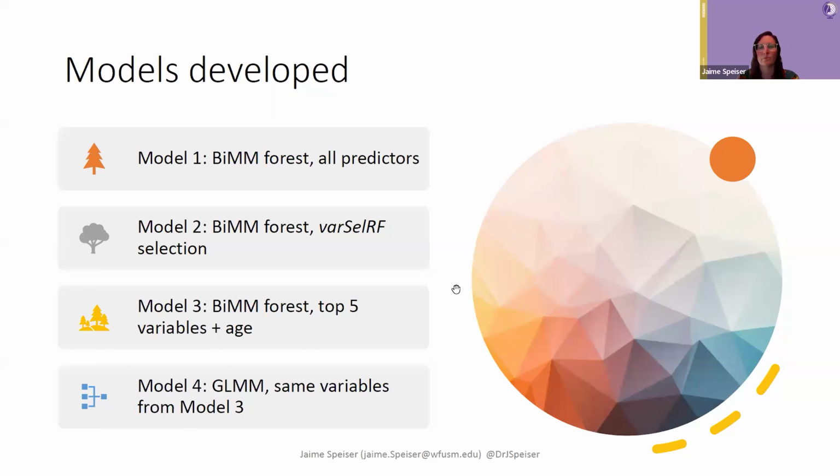All of the prediction models in the literature don't use this repeated measures data. So my goal was to develop some models, compare them, and find which methods would be best for predictions in this setting. We did 4 models. The first was a BIM forest with all the predictors we included. Model 2 was a BIM forest with variable selection included. Models 3 and 4 were the BIM forest and a generalized linear mixed model with just the top 5 variables plus age, to keep it as simple as possible.